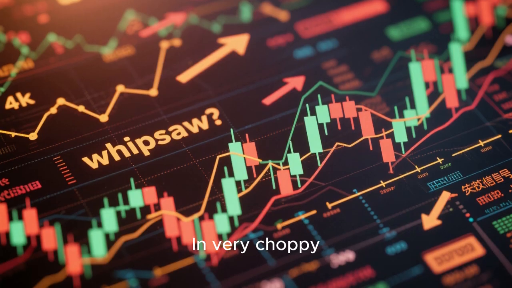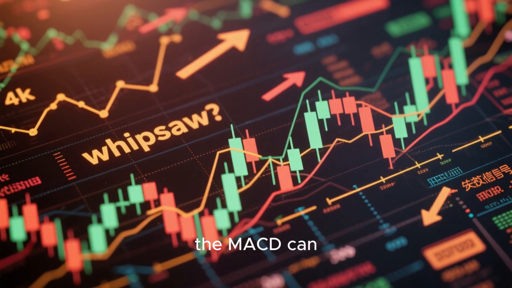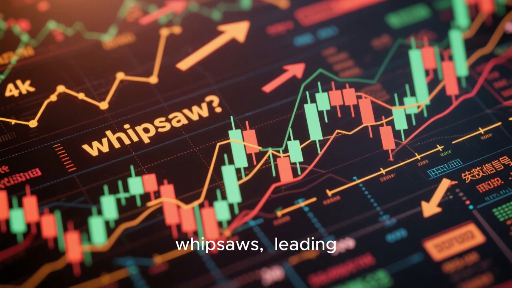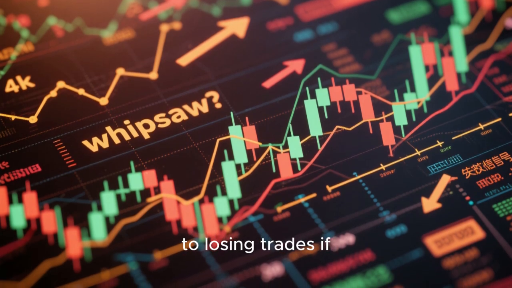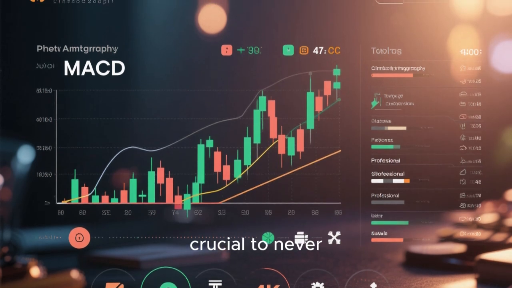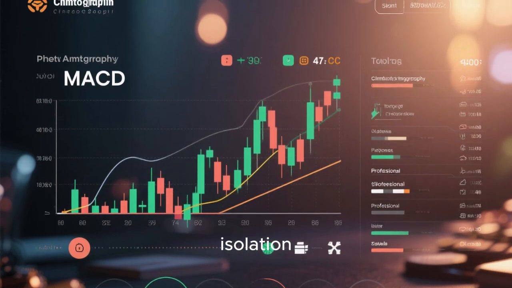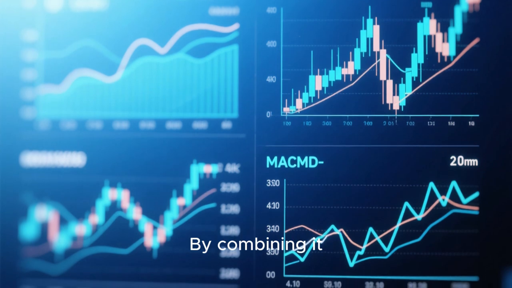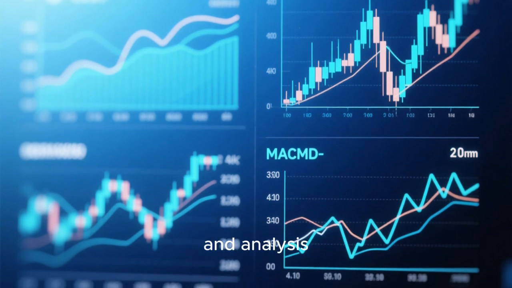In very choppy, sideways markets, the MACD can generate a lot of false signals, or whipsaws, leading to losing trades if you rely on it exclusively. This is why it's crucial to never use the MACD in isolation. So, how do we make it more effective? By combining it with other tools and analysis techniques.